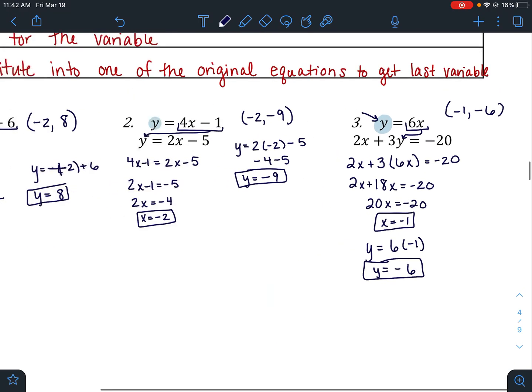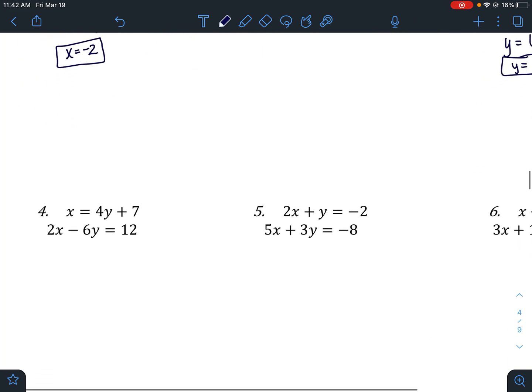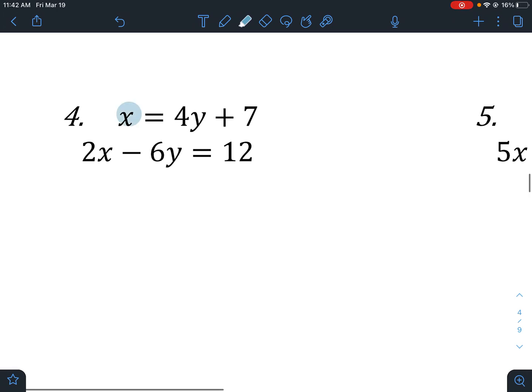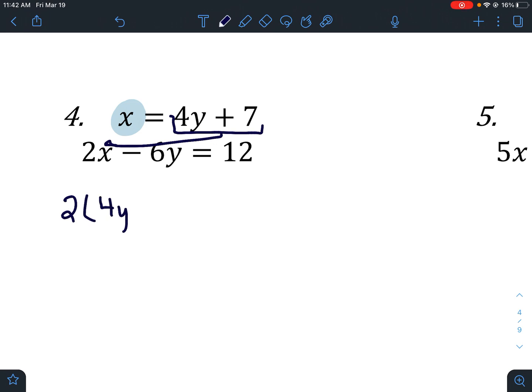All right, let's move on to number 4. So all of our previous ones, y had been solved for. But as you could read from those instructions at the top, we can solve for either variable. You're going to pick the easiest one. Here, x is already solved for. So I'm going to take this chunk and plug that in for x. So I'm going to get 2 times my substitution, 4y plus 7, minus 6y equals 12.